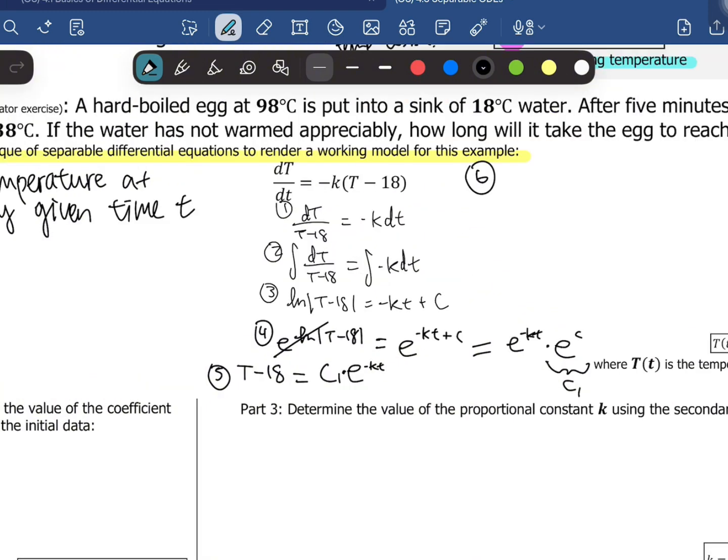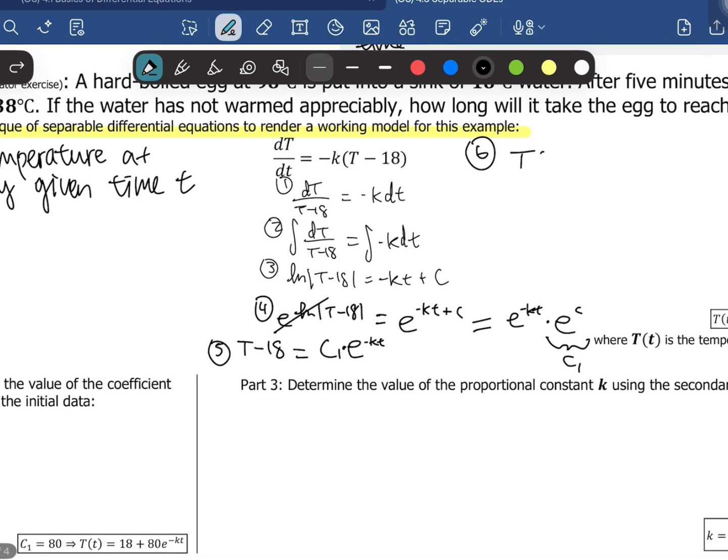Step 6, we just want to move that pesky 18 to the other side so we can get T all by itself. All by myself.